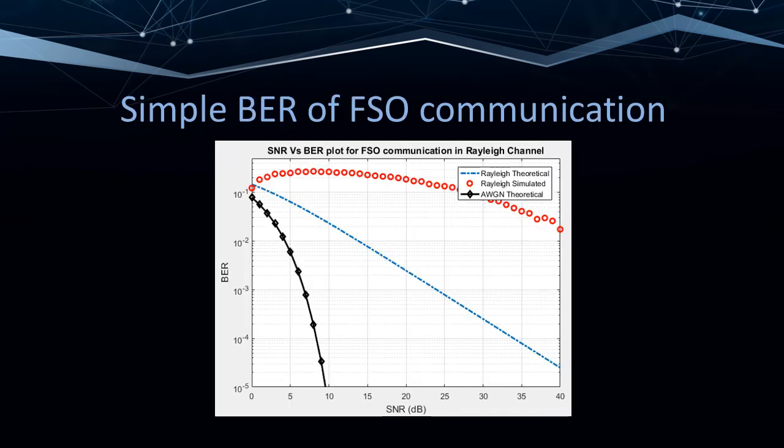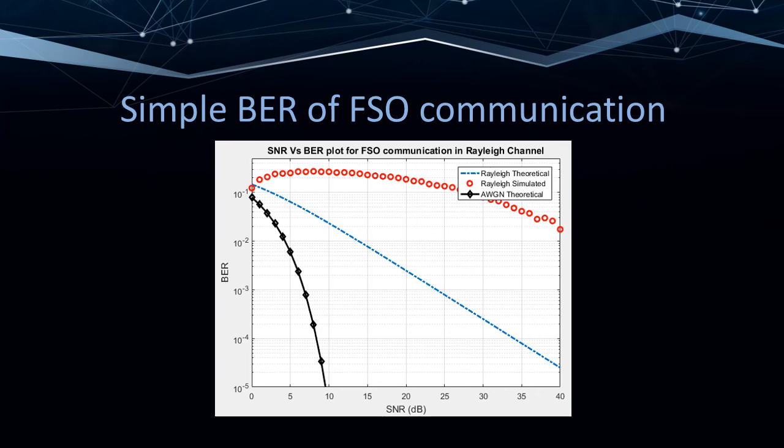So as the intensity increases, the probability density function for the gamma gamma channel model decreases. Over here, this is a simple bit error rate of FSO communication. You can see that for AWGN theoretical, the bit error rate falls considerably as the SNR increases, and the gradient is very steep. But in the case of Rayleigh fading, theoretically the bit error rate decreases almost linearly as the SNR increases. When we simulated the same model, there is large variation. The system is too slow. As the SNR increases, the bit error rate decreases at a very low rate.